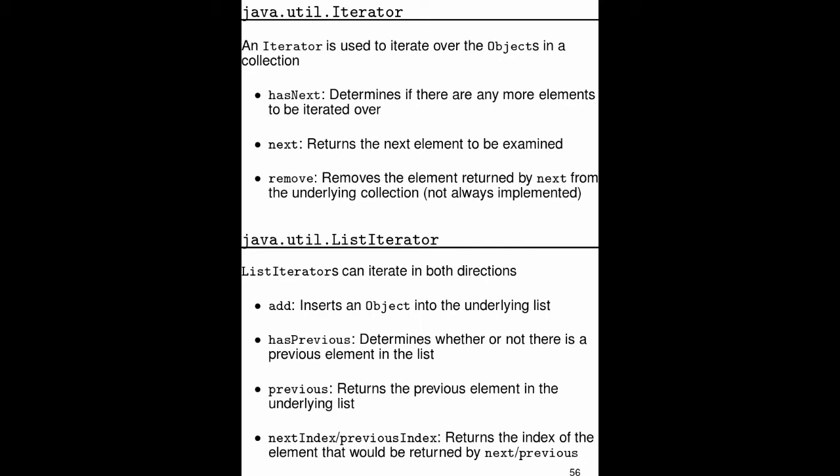There's an Iterator, which just goes in one direction, just says hasNext. There's a sub-interface of Iterator called ListIterator that allows you to iterate in both directions. And in addition to being able to remove an element from the underlying collection, you can also insert an element into the underlying list by invoking the add method. So it has add, hasPrevious, and you can also get the index that would be returned by next or previous.